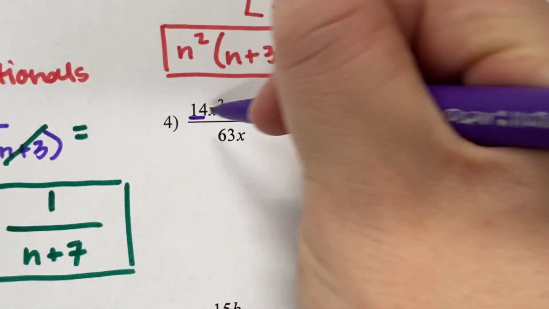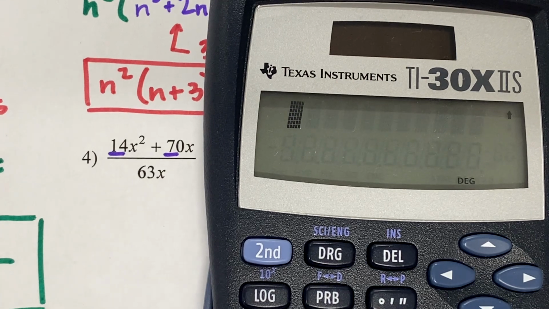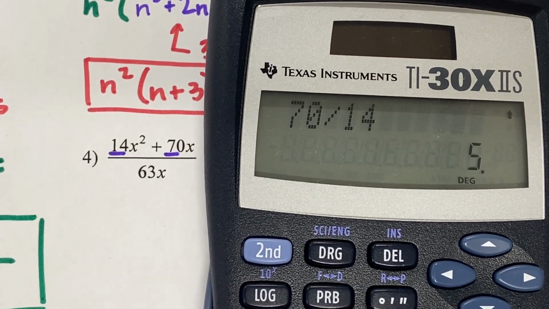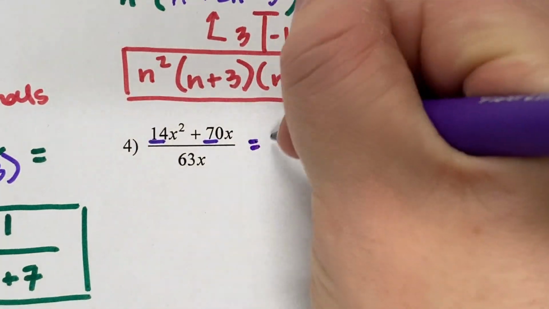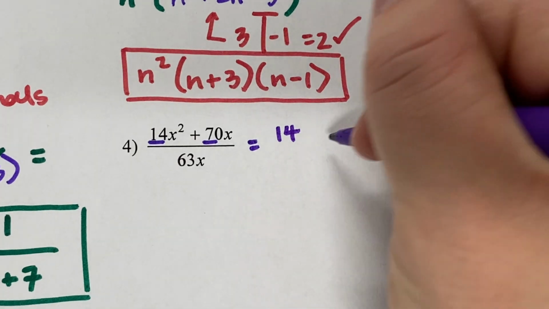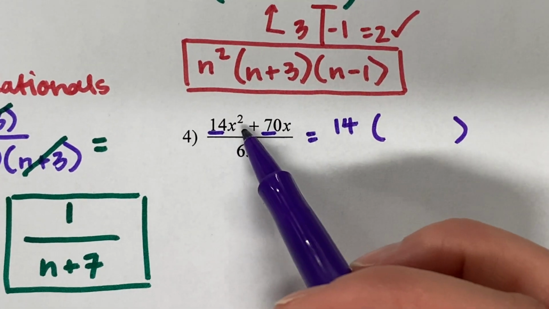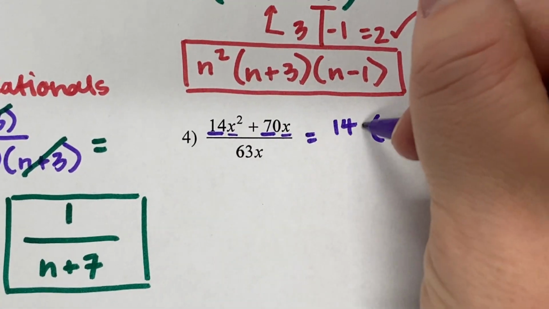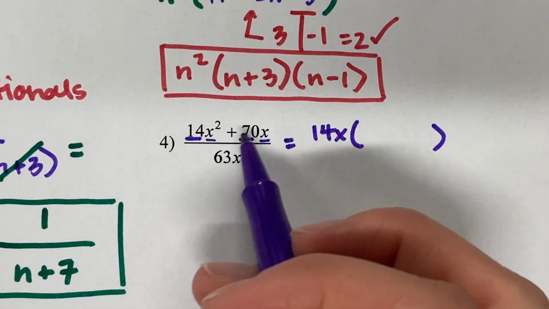Okay, well first I want to look at 14 and 70, and I'm just going to see if we can divide 70 by 14. Okay, and we can. Nice. So that means we can factor out a 14. Okay, and then we also want to look at our variables. This guy has 2 x's, this guy has 1. I can factor out the smaller amount, which is just 1x. And now I figure out what's left inside.